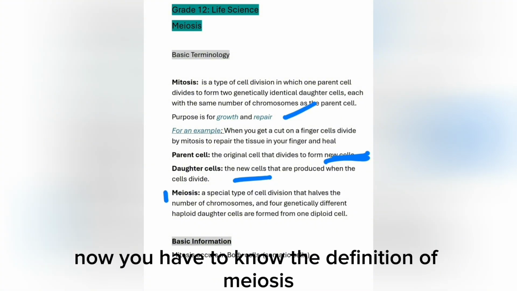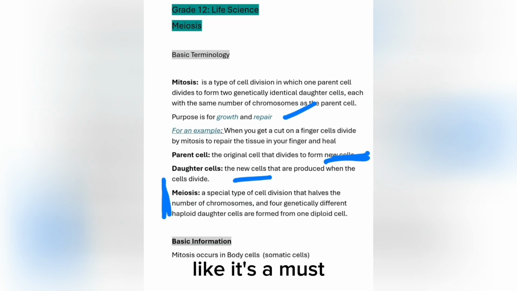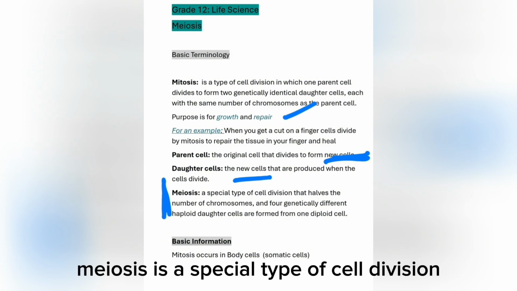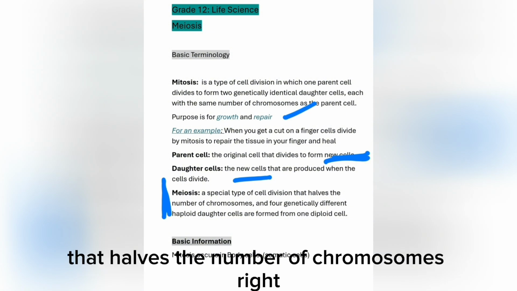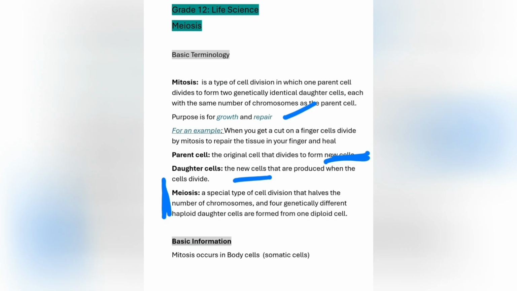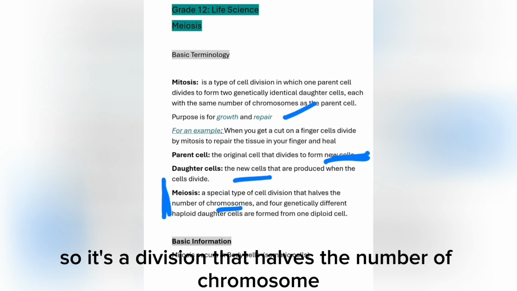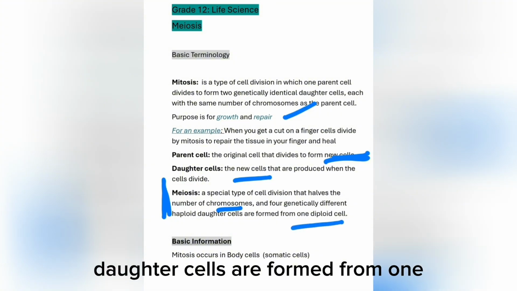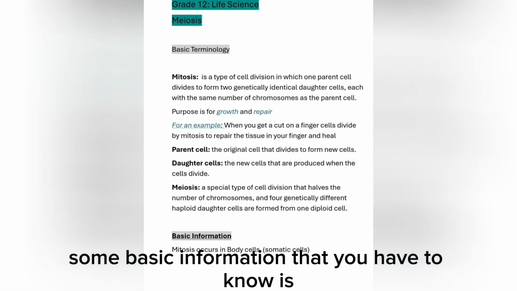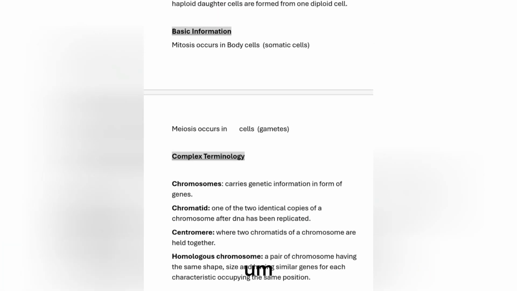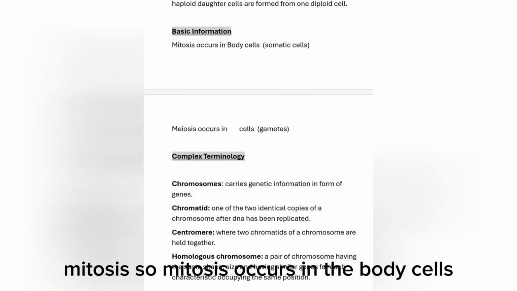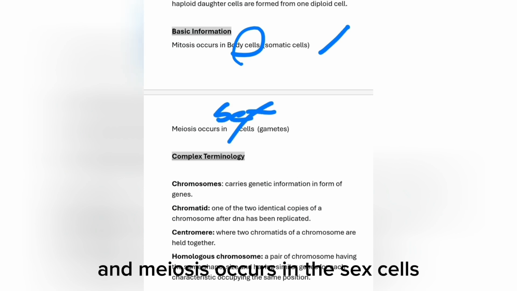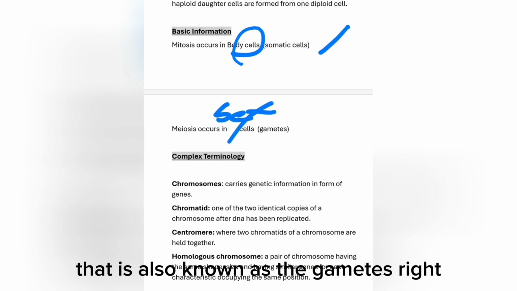Alright, now you have to know the definition of meiosis. Like, it's a must. Knowing the definition of meiosis and mitosis is a must. What is a meiosis, right? Meiosis is a special type of cell division that halves the number of chromosomes, right? So it's a division that halves the number of chromosomes, and then 4 genetically different haploid daughter cells are formed from one diploid cell. So some basic information that you have to know is mitosis occurs in the body cells, also known as the somatic cells, and meiosis occurs in the sex cells, that is also known as the gametes, right?